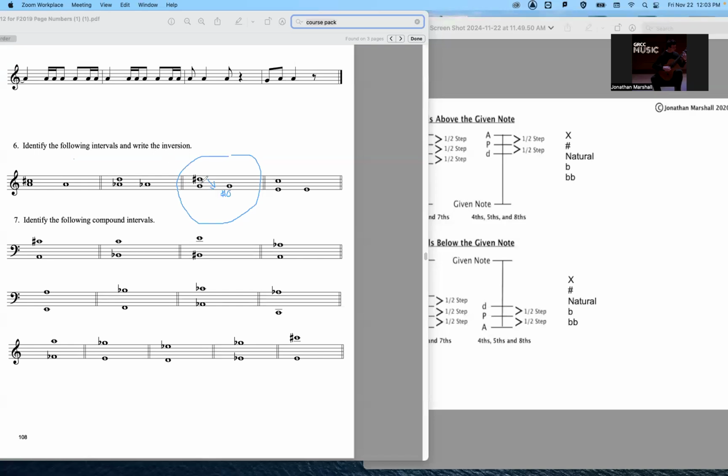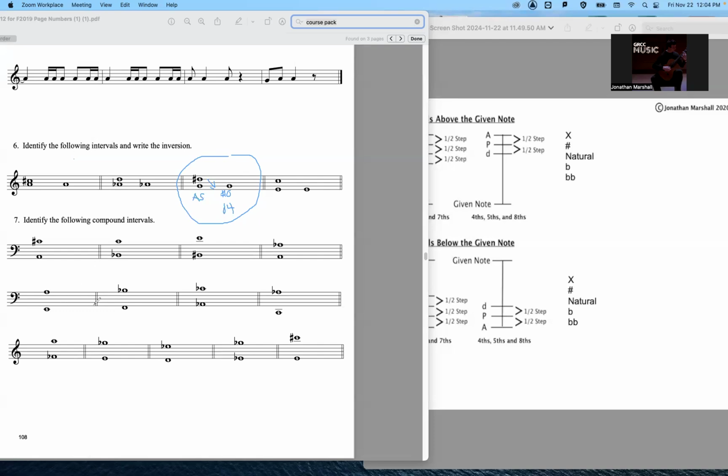And in this case, G to D sharp is in fact an augmented fifth. If it were a perfect fifth, that D would be natural. This is an augmented fifth. And remember, when you invert an augmented interval, it becomes diminished. So D sharp to G is in fact a diminished fourth. There you go.